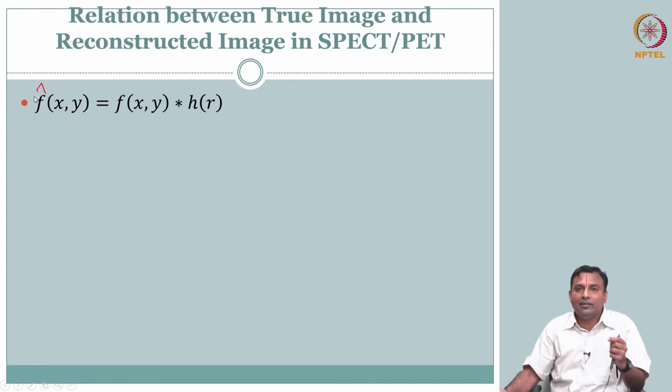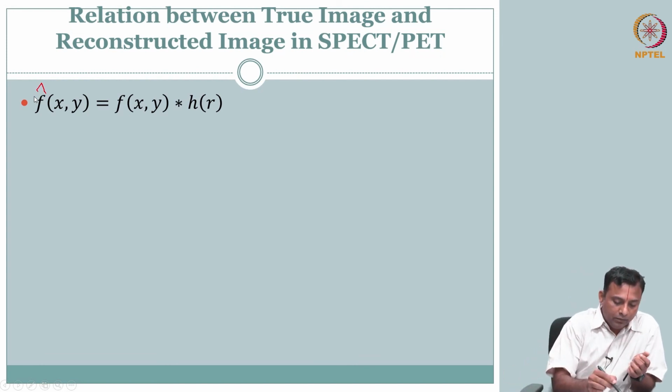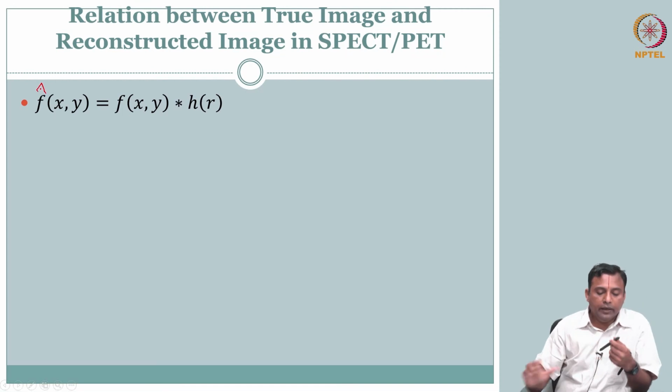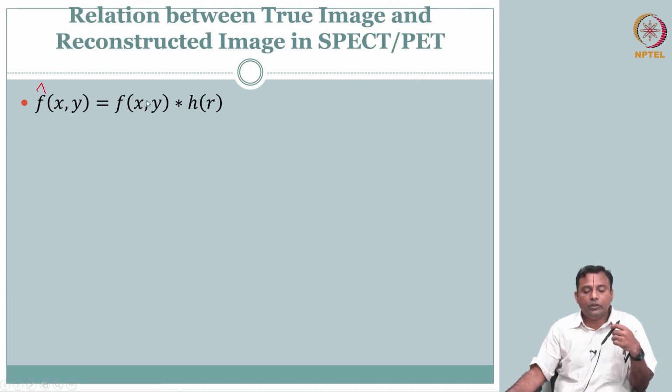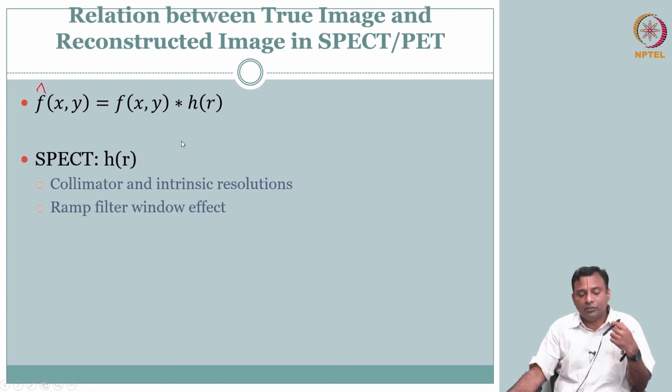So, we can formulate this as: your ideal image, or there should be a hat here, this is an estimate, right. The estimate is your ideal image convolved with your HR. What is this HR? In case of SPECT, you have to include the response from your collimator and intrinsic resolution, we covered this, right. Collimator and intrinsic resolution. Apart from that, there is this filtering coefficient, filtered back projection, that effect.